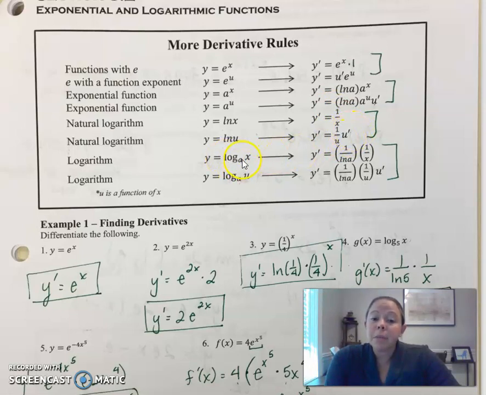Now, if it's something other than base e, natural log is base e, but if it's something other than e, then you'll have to do 1 over natural log of the base, just like that would have been up here, 1 over natural log of e, but that's just 1, so we don't write it. But 1 over natural log of the base times 1 over x. And then here's your worst case scenario. So it's 1 over natural log of the base times 1 over u times in the numerator u prime. So again, there's really just two that you're learning there. But you do need to learn these and you need to know them.